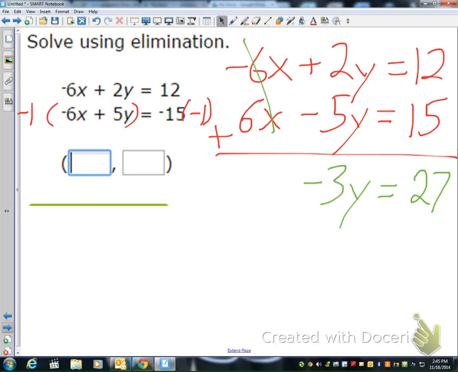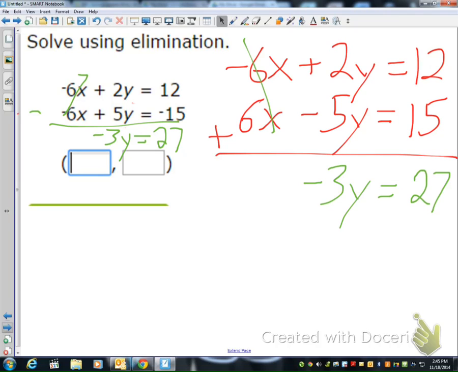27. Now, one thing I want you to notice is if I did the original problem and I think of it as subtraction, I'm going to get the same thing. Negative 6x minus negative 6x, those eliminate because minus a negative is plus a positive. 2 minus 5 is negative 3. And 12 minus negative 15 is 12 plus 15, which is 27. Same exact thing as if I multiply through by a negative and then add them.